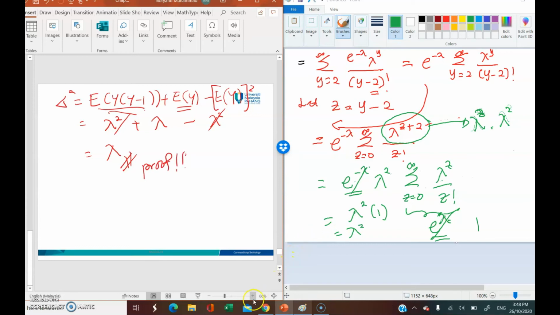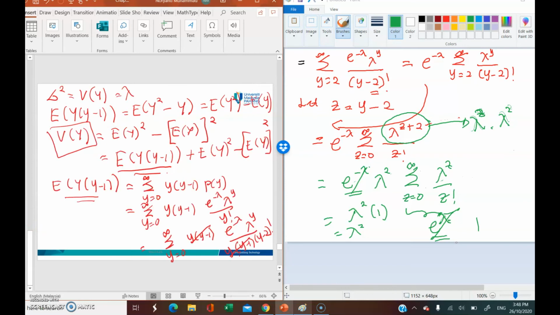So that's how you do it for Poisson, for the mean and for the variance. So you can see how I do it.